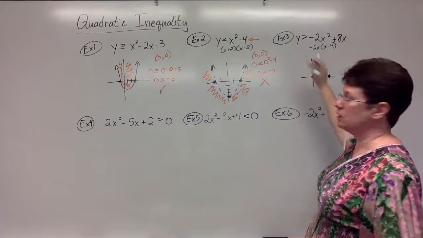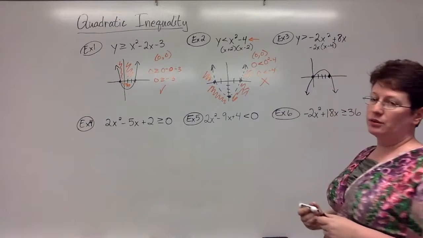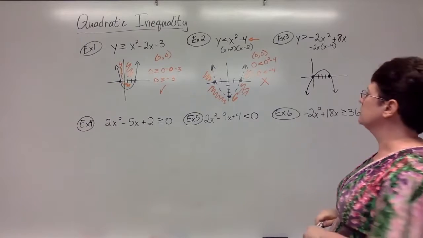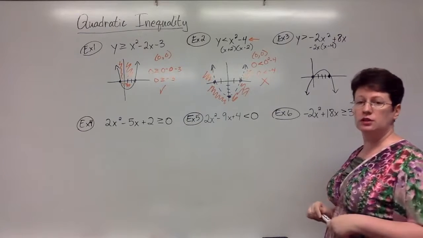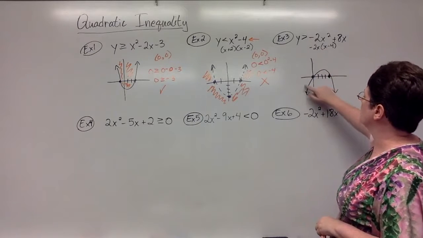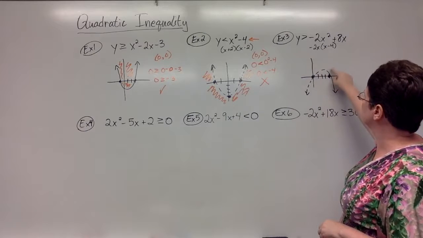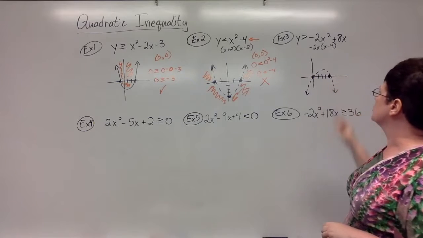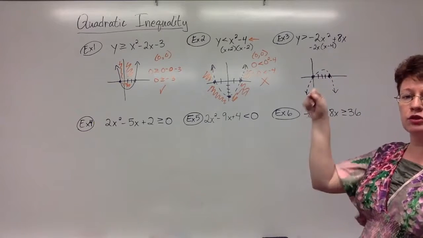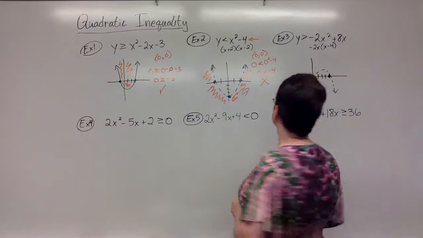It's a negative in front, so it's facing down. I know, it's kind of lopsided, isn't it? Now, should it be solid or dashed? It should have been dashed. That's an inequality without an equal sign. So I'm going to come in and make it dashed. Some students like to use the highlighter and put dashes over top. It doesn't matter which way you do it.